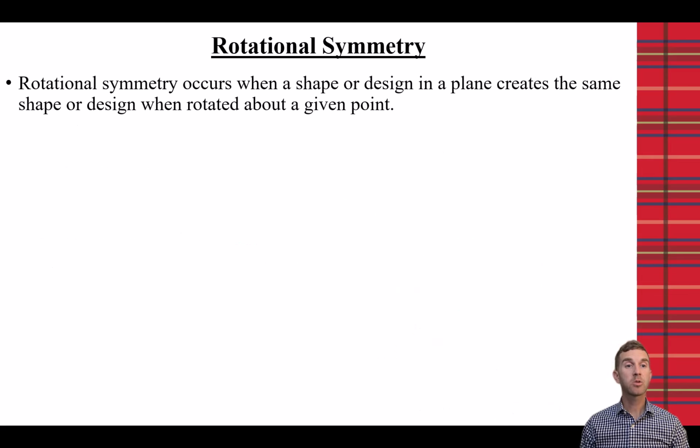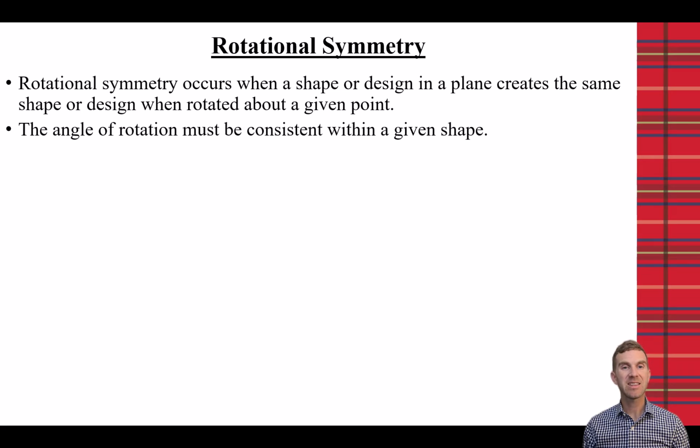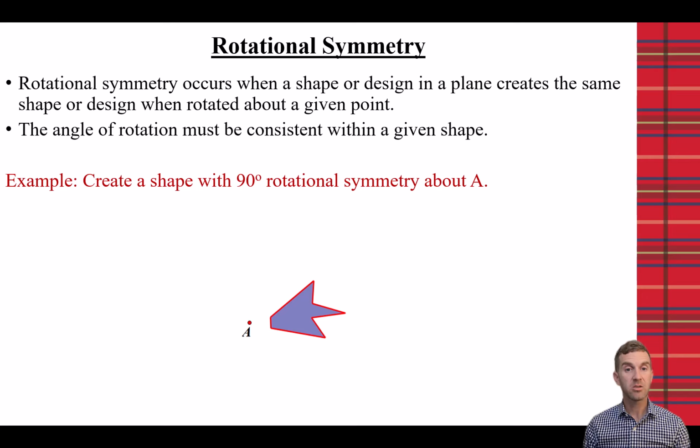Now we can have rotational symmetry as well, where this is where a shape or design in a plane creates the same shape or design when rotated about that center or that given point. And it's important to recognize that there's no fixed angle measure for the rotation, but it has to be the same throughout the entire shape. So if you have an angle of rotation of 60 degrees that creates symmetry, every 60 degrees needs to create rotational symmetry.